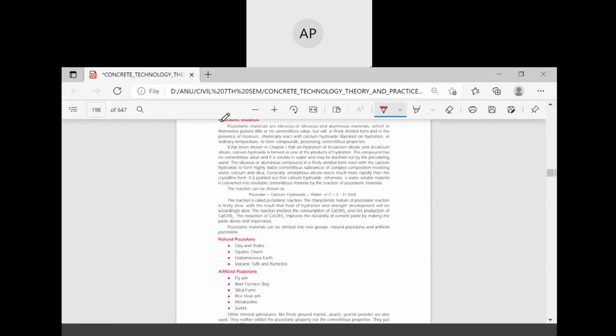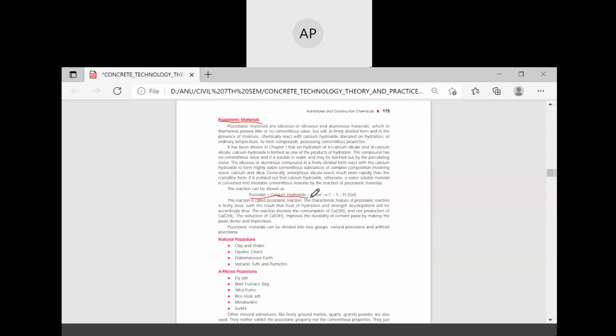And what are the pozzolanic materials used as admixtures? The reaction is pozzolan plus calcium hydroxide plus water. It will form a gel. Natural pozzolana: clay, shales, opaline cherts, diatomaceous earth, volcanic tuffs, pumicite. Fly ash, furnace slag, silica fume, rice husk ash, metakaolin, surki. These are artificial pozzolana.